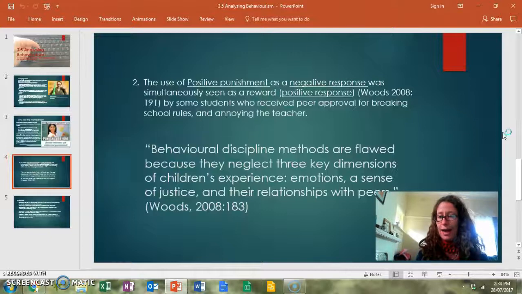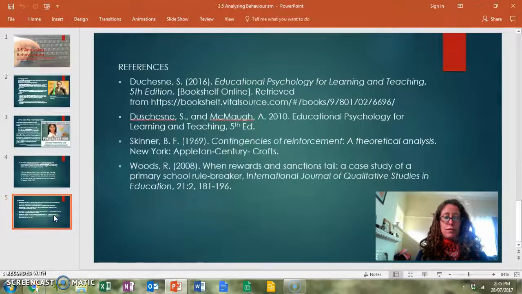And it was her job to analyse behaviourist theory methods and behavioural discipline. And she found that those behavioural discipline methods are flawed because they neglect 3 key dimensions of children's experience, which is emotions, a sense of justice, and their relationship with peers. So I'll give you an example of this.